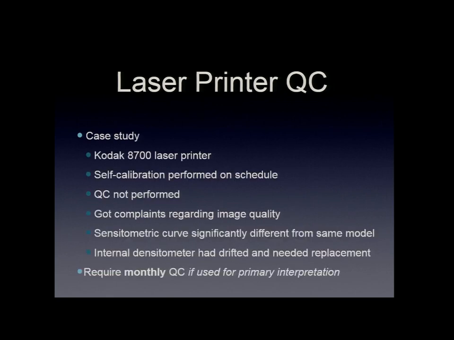So there was a Kodak 8700 laser printer. QC was not performed on schedule, and then they got complaints that there was a problem with the films that were printed. And it turned out that the sensitometry curve was different than when it was set up, and that was due to a drift on the internal sensitometer. So therefore, if you are printing films that are used for primary interpretation, then the monthly QC is recommended.